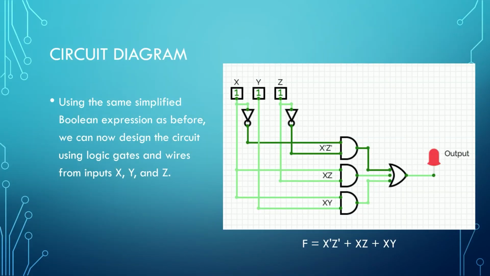Let's take a look at the circuit diagram. Using the same simplified Boolean expression as before, we can now design the circuit using logic gates and wires from inputs x, y, and z. We can see now that there are fewer gates in the circuit.